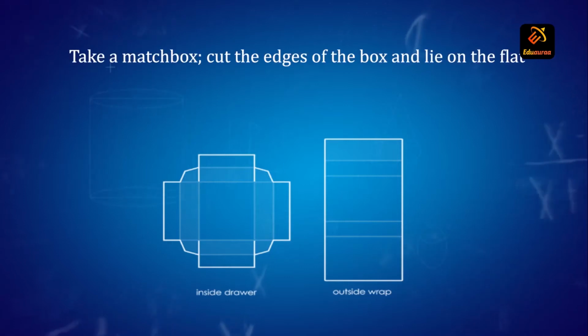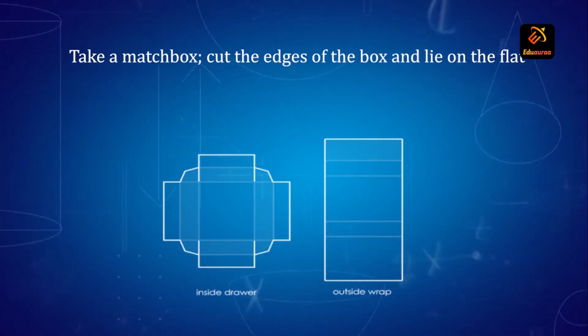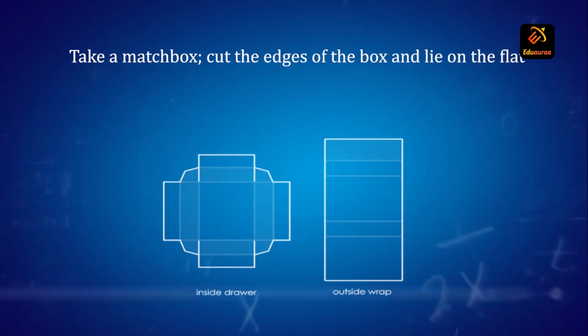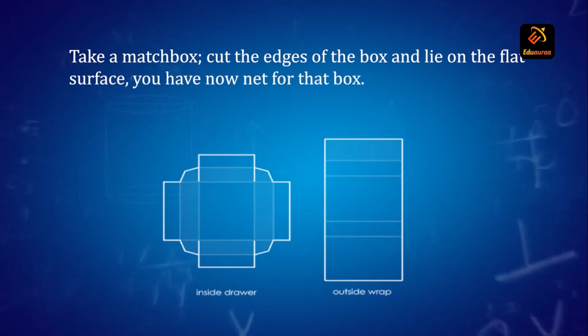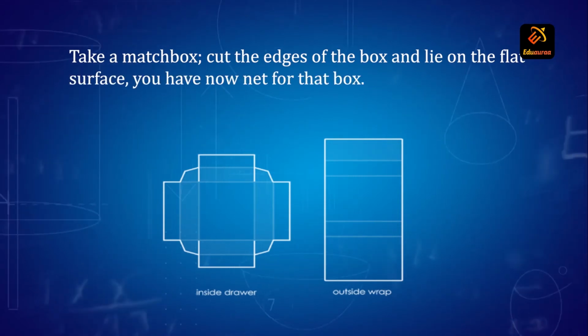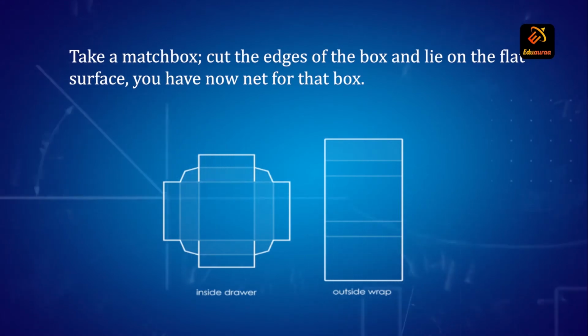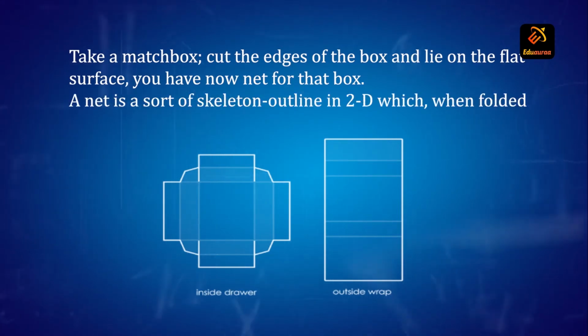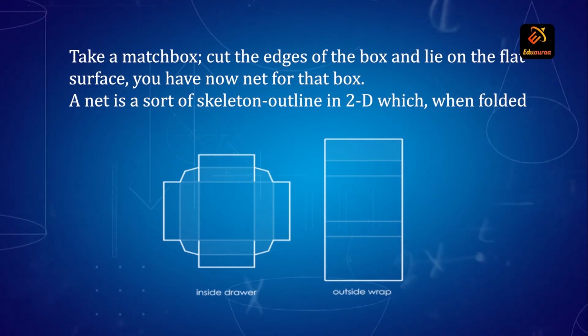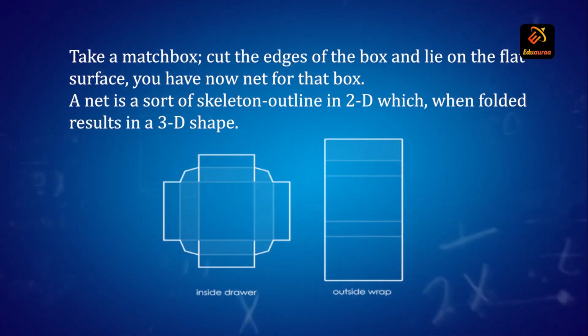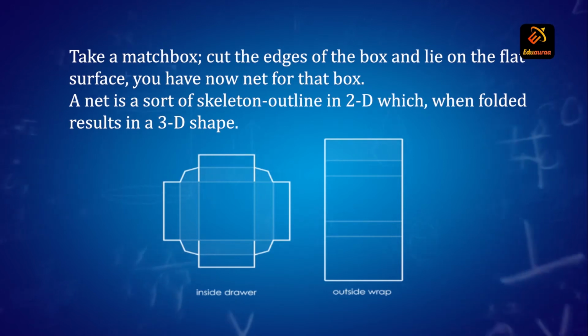Now let's discuss nets of solid shapes. Take a matchbox, cut the edges of the box and lay it on a flat surface. You have the net of the box. A net is a sort of skeleton outline in 2D which, when folded, results in a 3D shape.